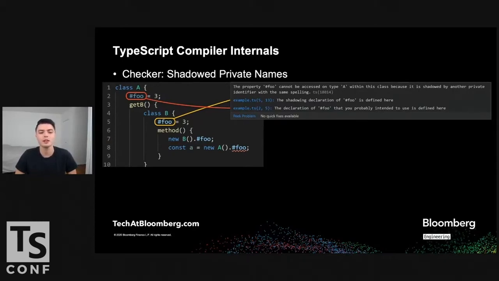If we simply said that hash foo does not exist on the property on the object that we're trying to access it on, this would be a really cryptic error because class A does have a hash foo. It just happens that we're not trying to access the same hash foo on it. We need to make a really descriptive error in this case. This error shows what we implemented, which tells you exactly that there is a case of shadowing here, where the shadowing declaration is, and where the declaration of the hash foo that you intended to use was.